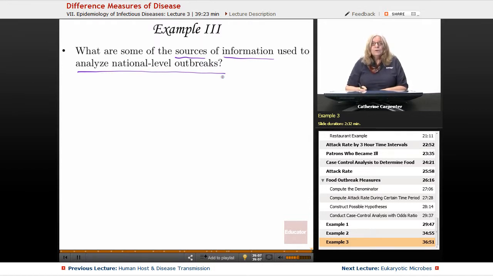Now, what we did here was very simplified, but in a nationwide outbreak, it's much more complicated.